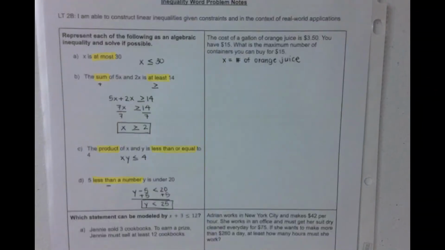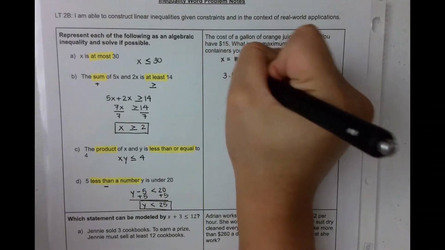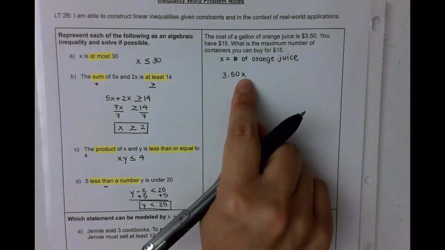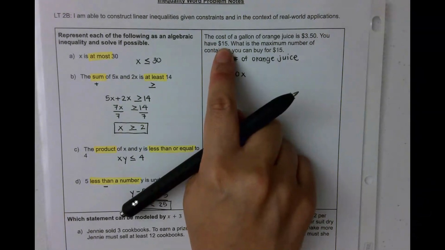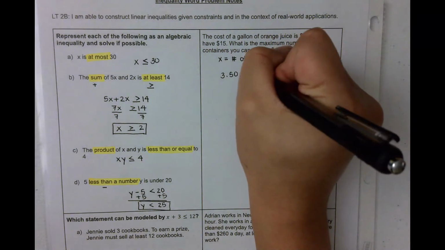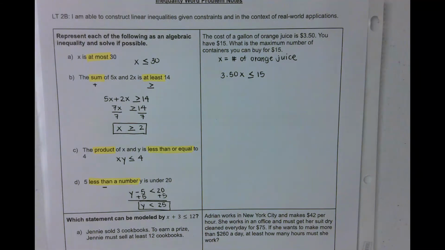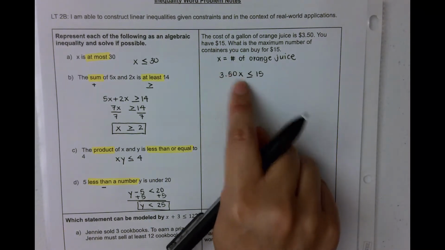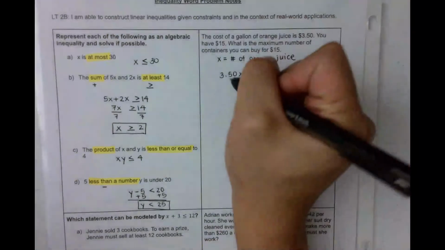If it's $3.50 for each of them, if I do $3.50 times x, that will give me the price. If it was 1, then it'd be $3.50. If it's 2, it'd be $7, etc. Because I only have $15, the amount I have to spend has to be less than that or equal. You can't spend more than you have, or else you will go into debt. So that's why it has to be less than or equal to. The amount of money I spend on orange juice has to be less than or equal to the money I have. After that, all you have to do is solve.